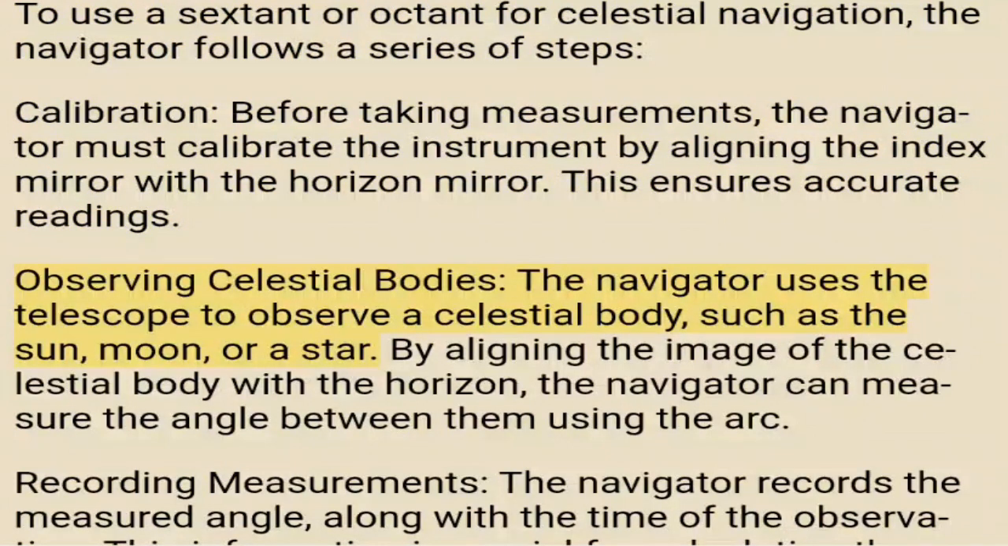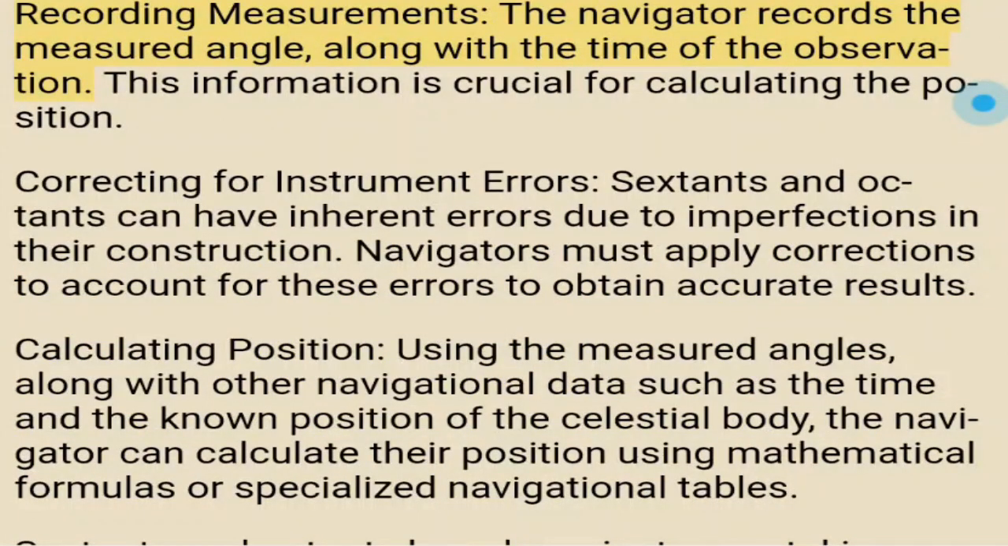Observing celestial bodies. The navigator uses the telescope to observe a celestial body, such as the sun, moon, or a star. By aligning the image of the celestial body with the horizon, the navigator can measure the angle between them using the arc. Recording measurements. The navigator records the measured angle, along with the time of the observation. This information is crucial for calculating the position.